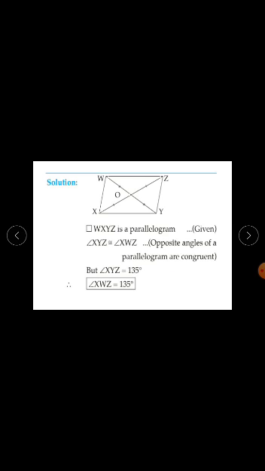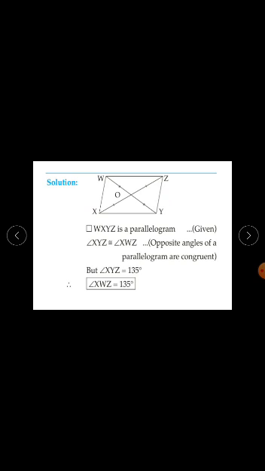So what is given? Diagonals of a parallelogram WXYZ. Here quadrilateral WXYZ is a parallelogram. It is given. And here XZ and WY are diagonals of quadrilateral WXYZ. So both diagonals intersect at point O. And angle XYZ is given 135 degrees.